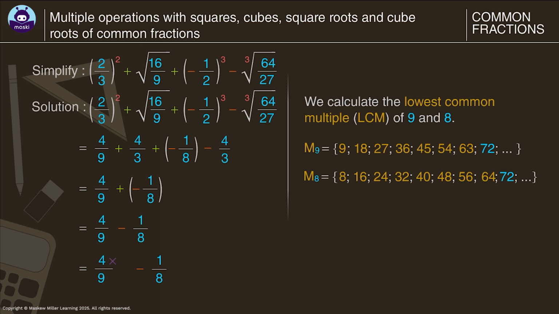We multiply the numerator and the denominator of 4/9 by 8. We multiply the numerator and the denominator of 1/8 by 9. We get 23/72.